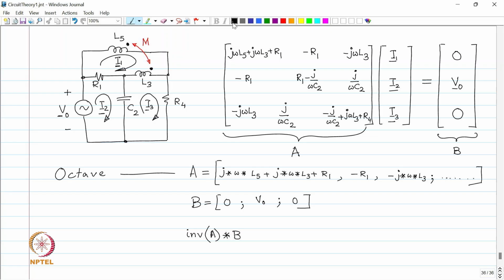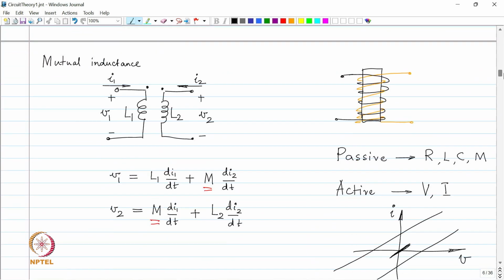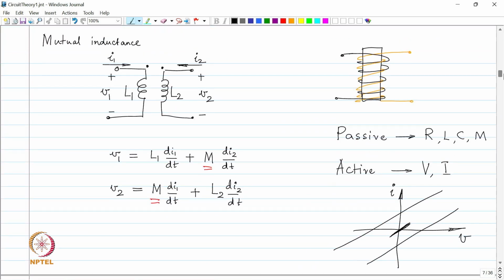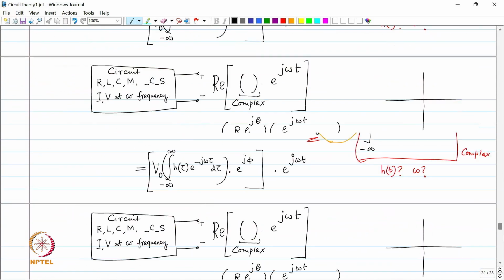What does it mean? Mutual inductance. You are familiar with it, we have discussed mutual inductance. Yeah, we had discussed mutual inductance a long time back. But let us discuss it again. Recap.